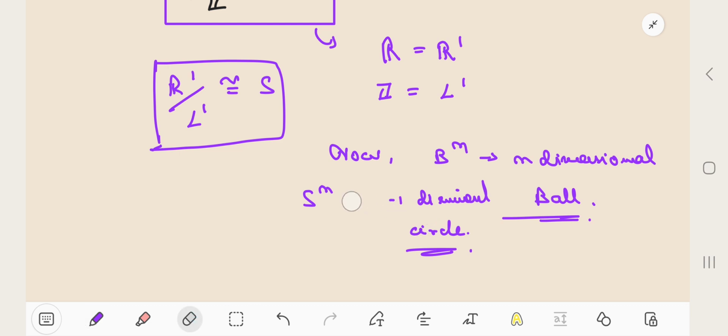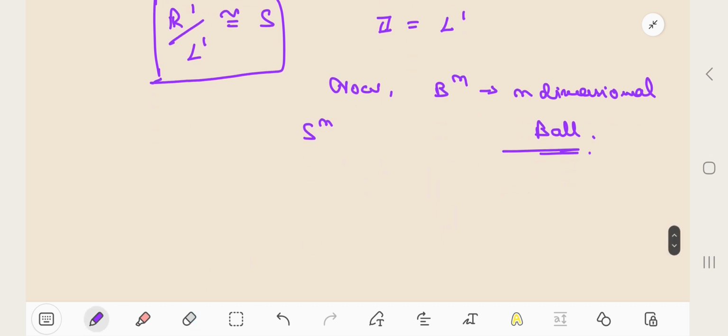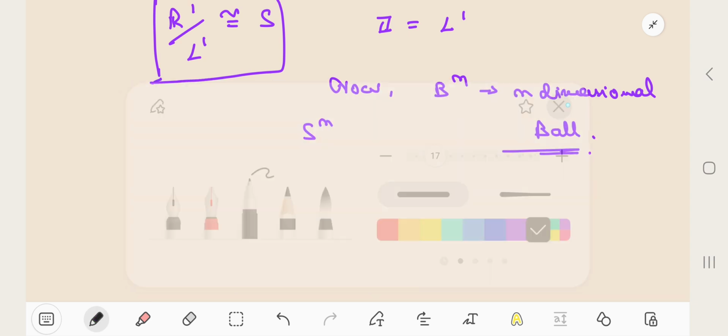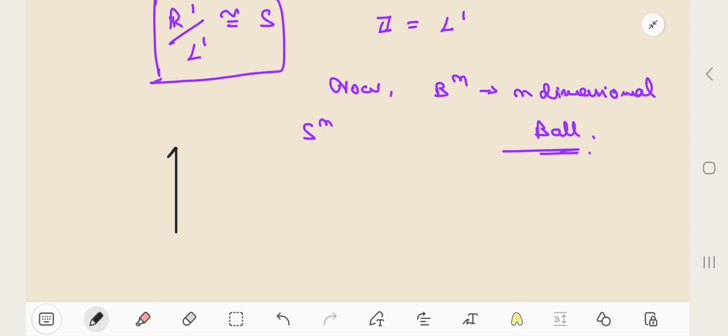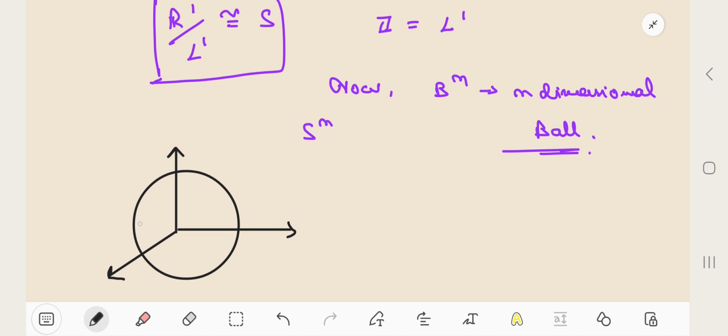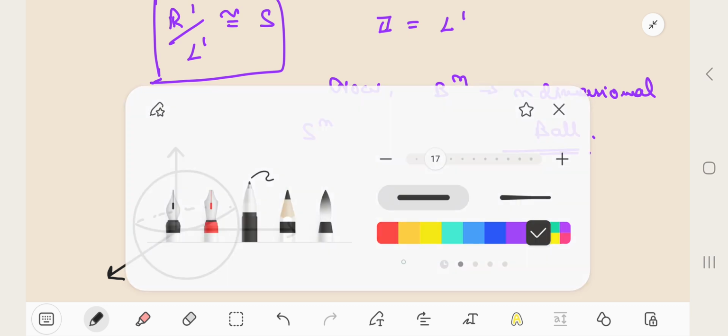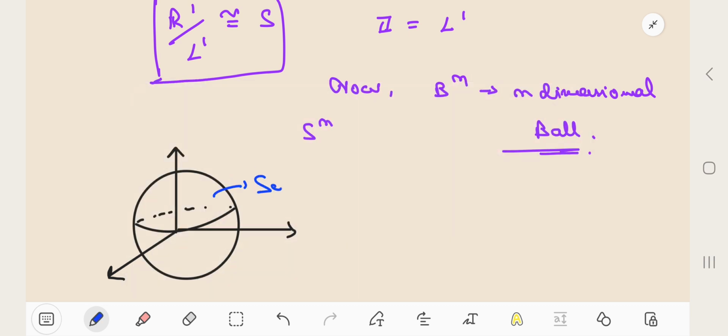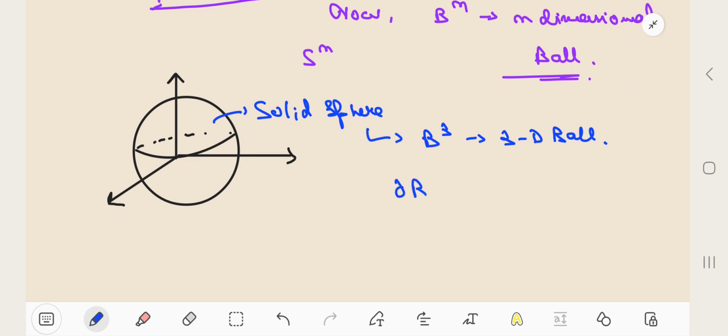Typically I don't want to introduce this as a dimension. I can think of S^n in this way. Suppose we consider R^3 and a solid sphere. Now you can easily observe that this solid sphere is nothing but a three-dimensional ball. I extract out its boundary. Del B^3 is what we mean by the boundary of the ball.